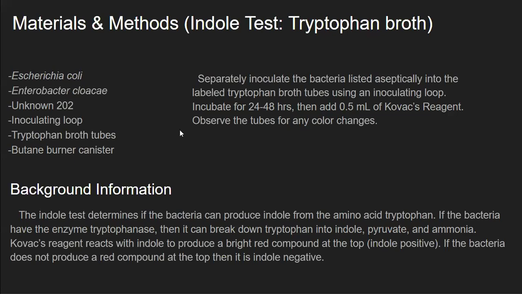The background information. The indole test determines if the bacteria can produce indole from the amino acid tryptophan. If the bacteria have the enzyme tryptophanase, then it can break down tryptophan into indole, pyruvate, and ammonia. Kovac's reagent reacts with indole to produce a bright red compound at the top, which means it's indole positive. If the bacteria does not produce a red compound at the top, then it is indole negative.